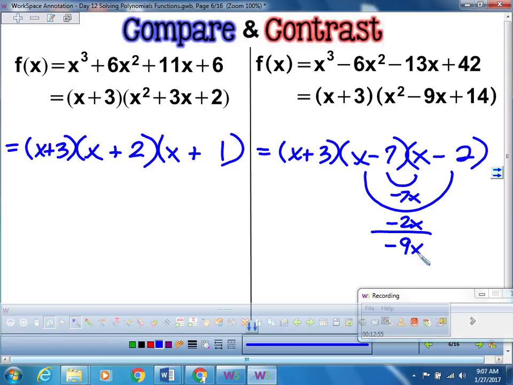Okay, so what did I just find? I found all the x-intercepts, or the roots, or the zeros, right? Okay, I could graph this now, correct? Okay, show me with your hands what this graph looks like.